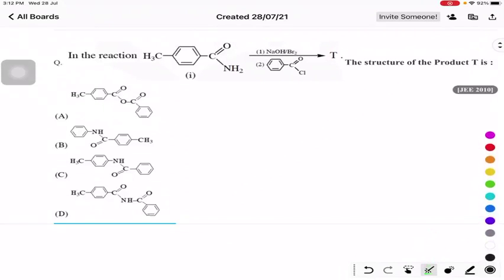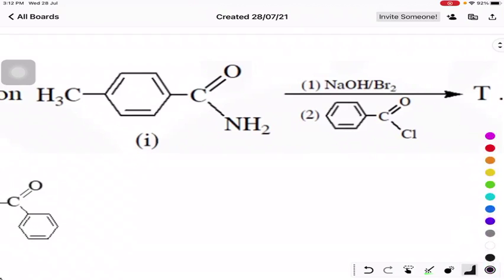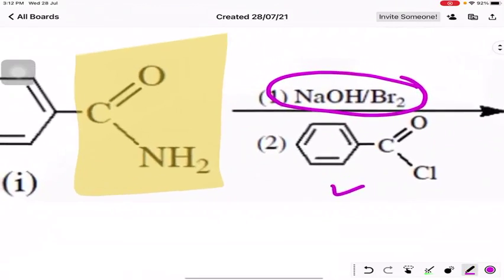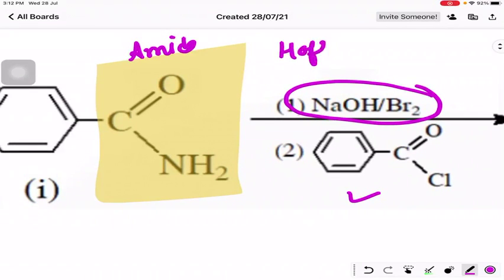First question in today's class is on the reaction of this benzamide. This is the benzamide group. So we have two reagents on the arrow. First is alkali in presence of bromine and then benzoyl chloride. Whenever you have an amide group reacting with alkali and bromine, it undergoes Hofmann bromamide degradation. This is Hofmann bromamide degradation.